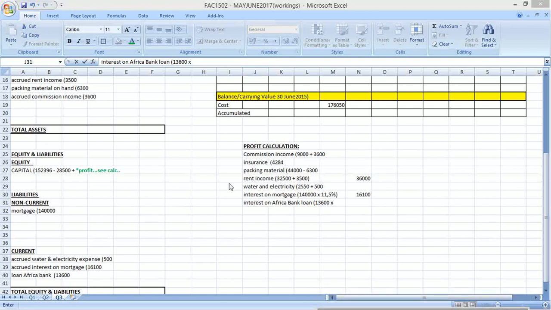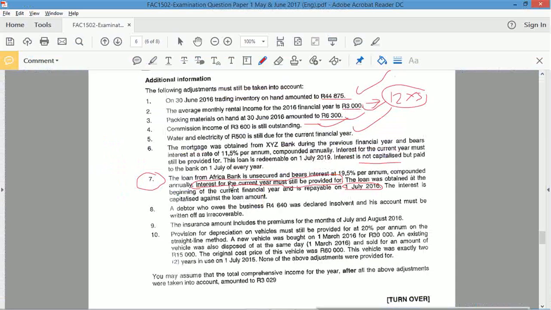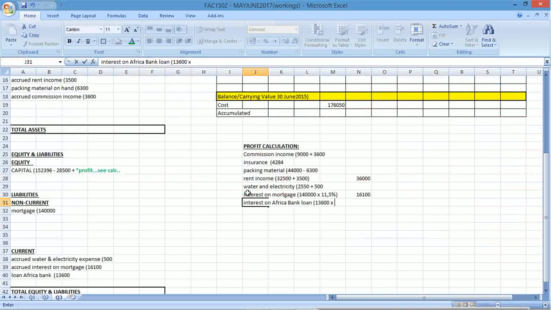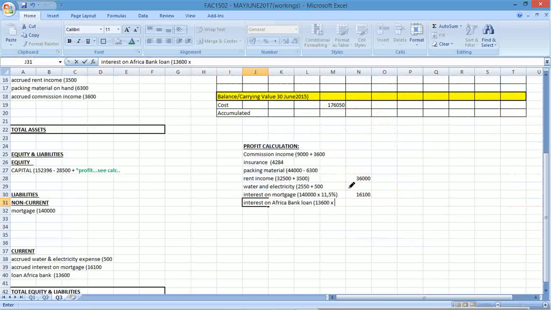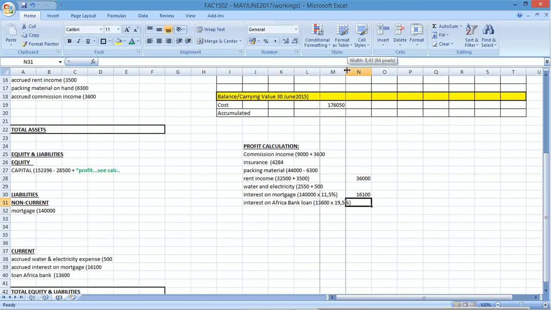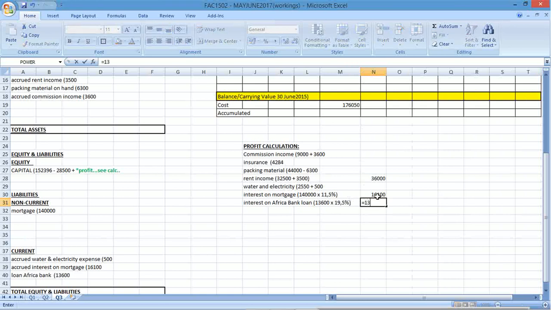Okay, so where were we? We're looking at this one. The interest on the loan from Africa Bank. Okay, so the interest on the loan from Africa Bank was 13,600 times, what is the rate of interest? 19.5%. Close brackets gives me an amount. 13,600 times 0.195. Okay, gives me that amount of interest.